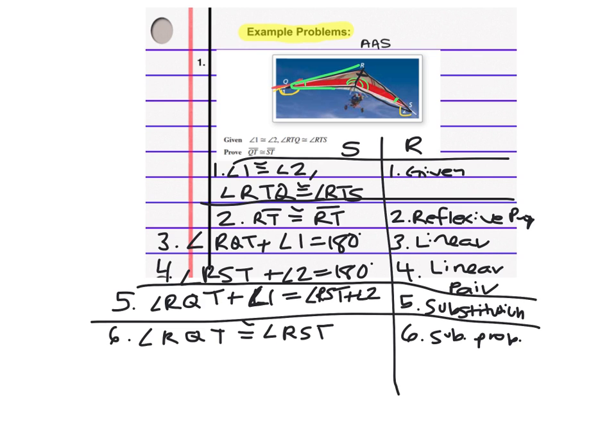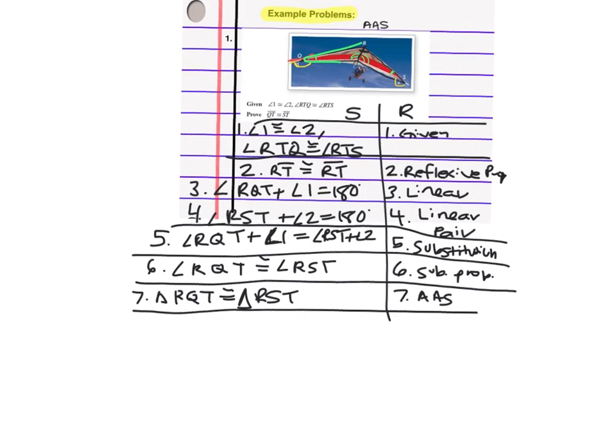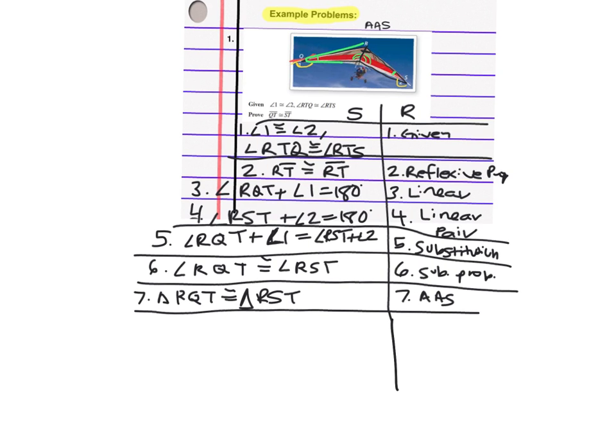All right, then I've proven that I have two angles and a side, so I can say the two triangles are congruent. So I can say triangle RQT is congruent to triangle RST, and we use the angle side theorem. And then the new part after you prove the two triangles are congruent, so normally this is where we would end. The new part is we're going to end with what it asked us to prove, right up here, that QT is congruent to ST, and our reason is going to be that corresponding parts of congruent triangles are congruent.